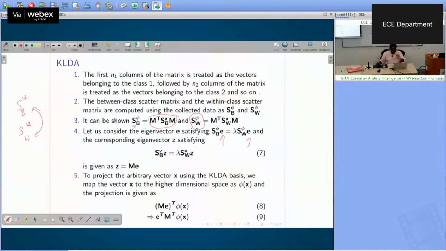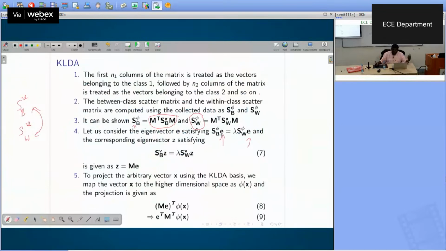We don't find SBV and SWV. We find only SB phi and SW phi. That is the key point. So once we find that SB phi and SW phi, we can find out the eigenvector. This we can compute E, right? E we can find out.